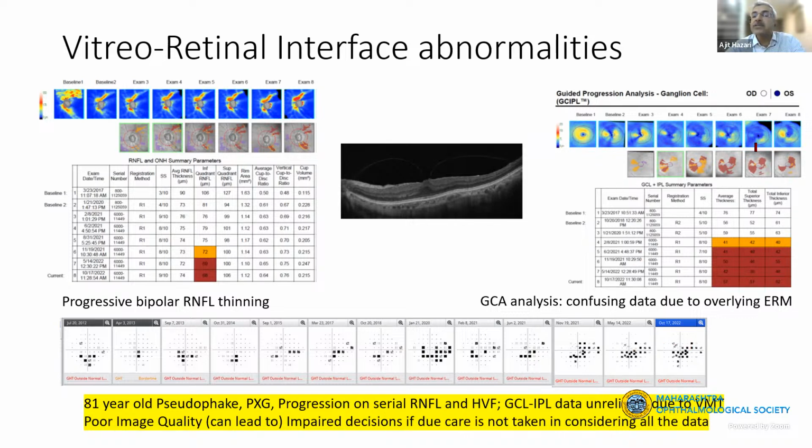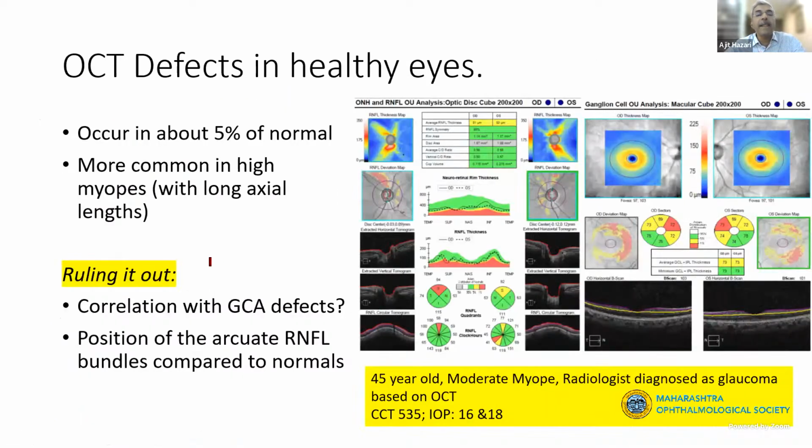But if you look at the ganglion cell layer analysis, you get data which is all over the place. It's completely confusing. And that's because of the ERM that the patient had and a gradually increasing macular thickness. So when you're looking at these scans, you need to look at all the data that's being presented to you.